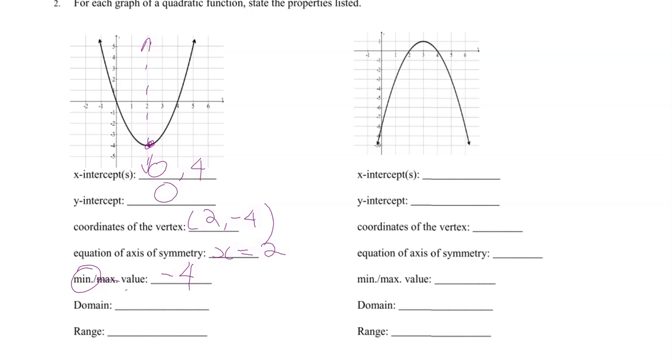The domain of every quadratic is the set of all x, such that x belongs to the reals. There's nothing that you cannot square and then add or subtract some multiple of x, and then add or subtract a constant. The range, since it opens up, has y greater than or equal to the minimum value. So it's the set of all y such that y is greater than or equal to negative 4, and y is an element of the reals. Okay, any questions on that one?